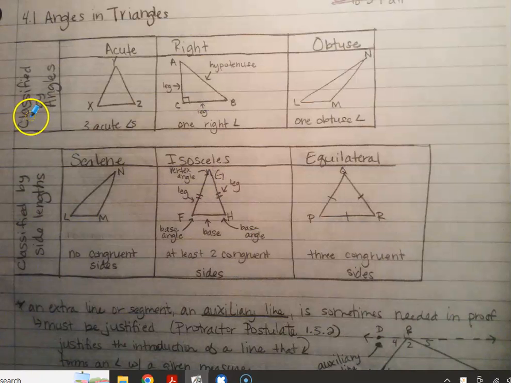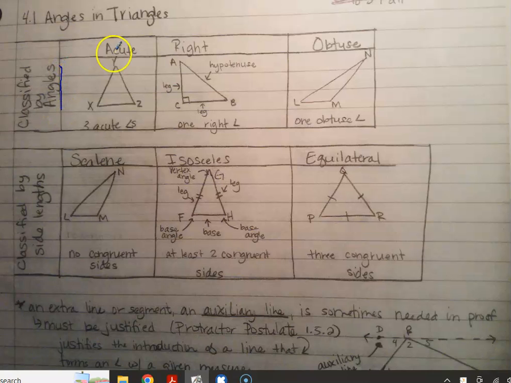So first of all, we can classify triangles. We can classify them by their angles. Okay, maybe I should underline that instead. So much for my highlighter. I never like it when I use it. All right, so we can classify triangles by their angles.